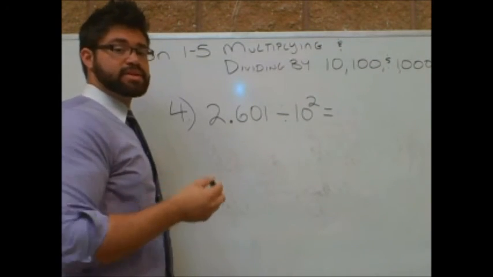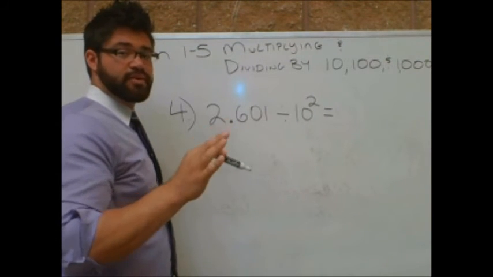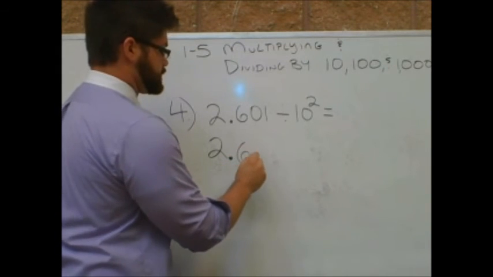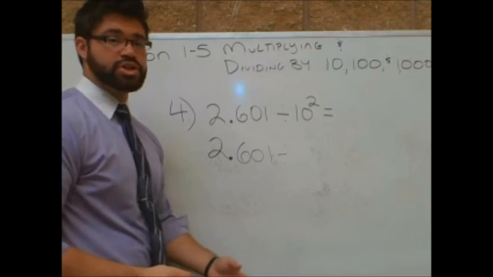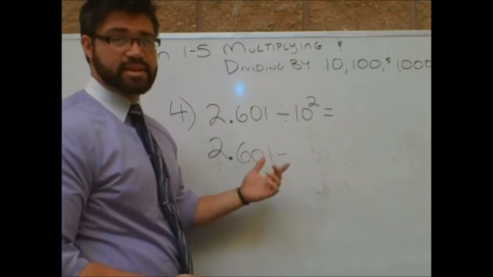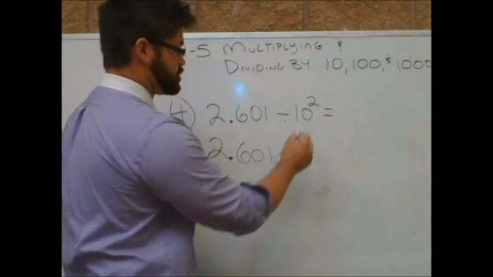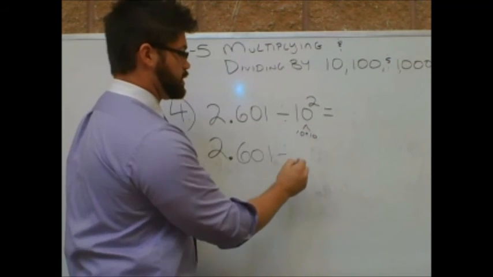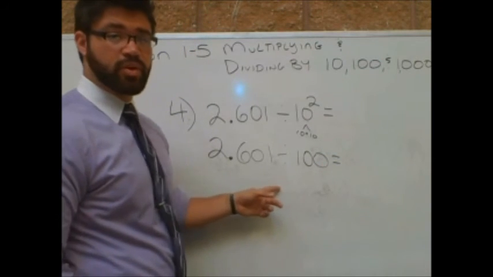So what I'm going to do is I'm going to simplify this 10 to the power of 2 first. I just want to solve it, get rid of it, make it easier, right? So if we stick with 2 and 601 thousandths, 10 to the power of 2 just means that we're taking the base and we're multiplying it by itself however many times it's in the exponent. So 10 times 10, because there's 2 tens, is going to equal 100. So now hopefully that looks a little bit more familiar.